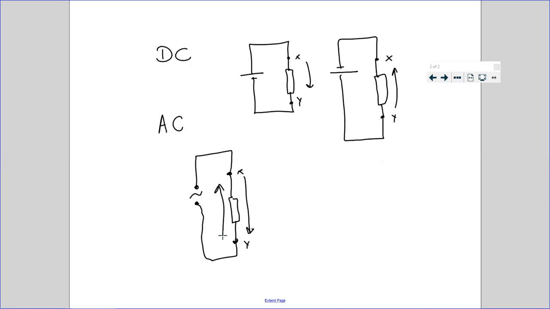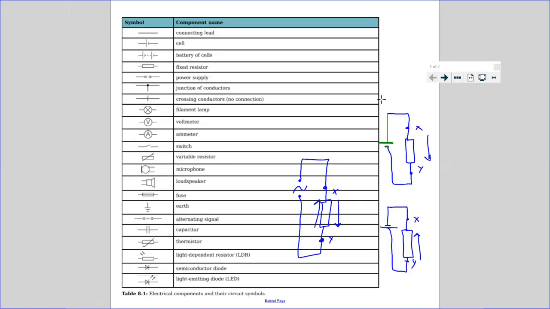Got it? Yes. So that wavy thing which they have drawn in the symbol is actually a representation of an alternating current. Is that right? Is it clear? Yes. Okay, that's good. What next?